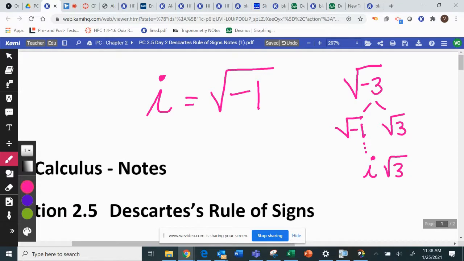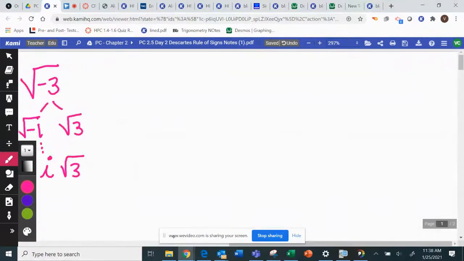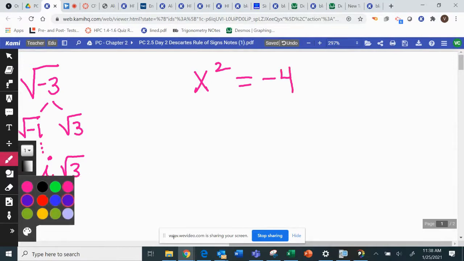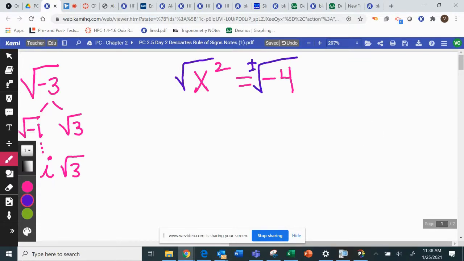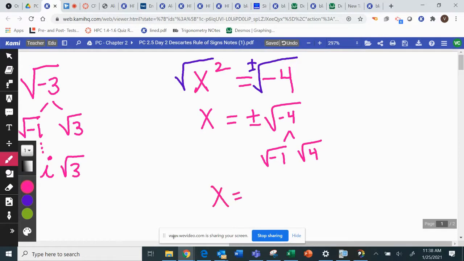If I am solving an equation, x squared equals negative 4, I square root both sides. Please tell me what I have to do when I square root. I have to do plus minus. So I've got plus minus square root of negative 4. That's going to be a square root of a negative 1 and a square root of a 4. So I get plus minus 2i.